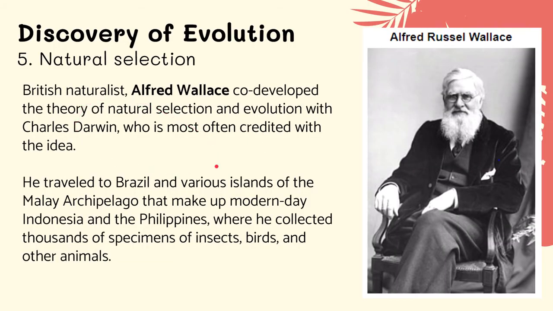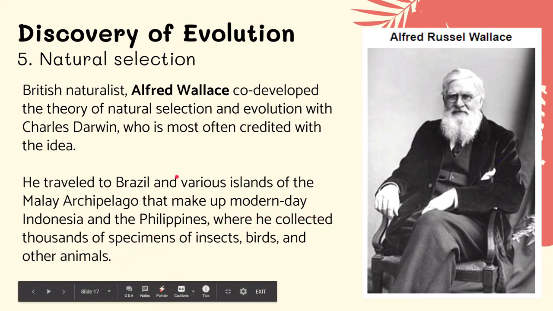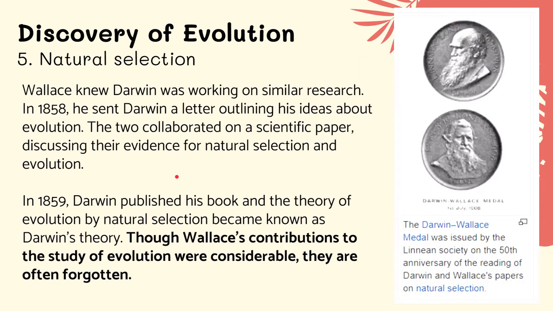Now, Charles Darwin was not the only one who thought of natural selection. Another British naturalist named Alfred Wallace co-developed the theory of natural selection with Charles Darwin. However, since Darwin was the one who published his work first, he was the one credited with the idea. But Wallace and Darwin were in correspondence with each other as they developed their own theories. Wallace traveled through Brazil and various islands of the Malay archipelago that make up modern-day Indonesia and the Philippines, where he collected thousands of specimens of insects, birds, and other animals. He also arrived at the same conclusion as Darwin. He knew that Darwin was working on similar research. In 1858, he sent Darwin a letter outlining his ideas, and they collaborated on a scientific paper. A year after, in 1859, Darwin published his book on the theory of natural selection.